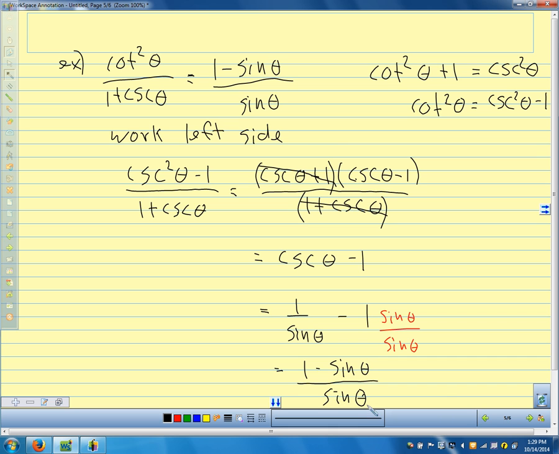All right, questions there? So what we're doing when we're verifying identities, we're using what we know about identities, we're using what we know about algebra, and we're adding, subtracting fractions, we're factoring, combining all of these techniques to show that we can get from one side of our equation to the other side.